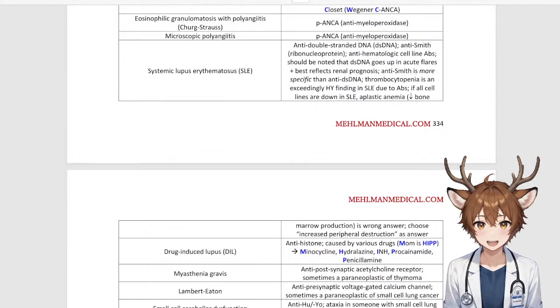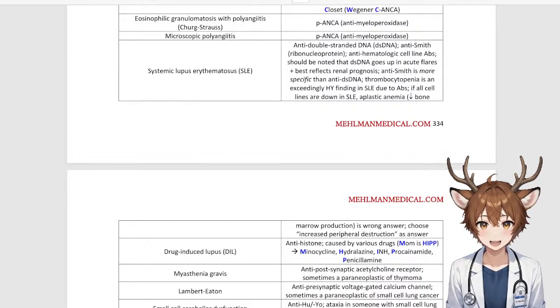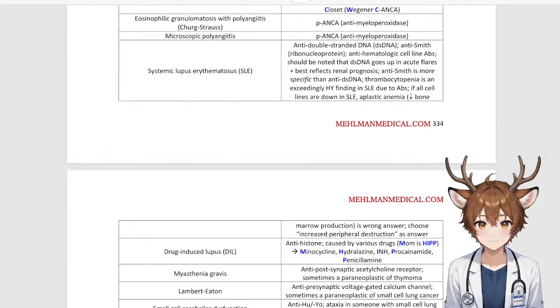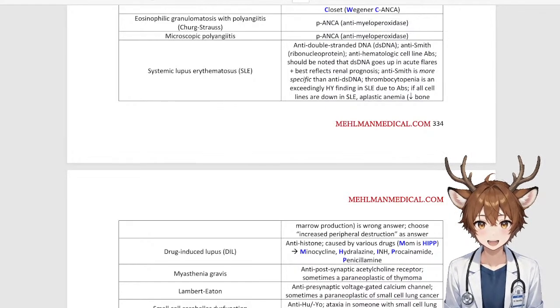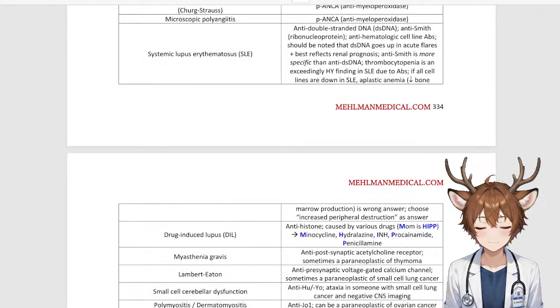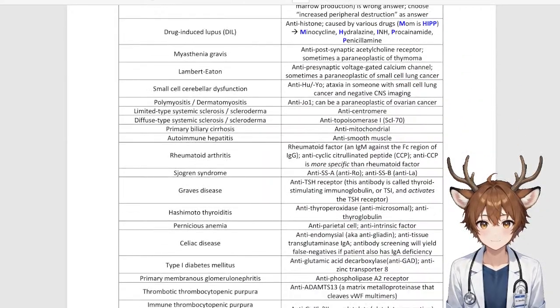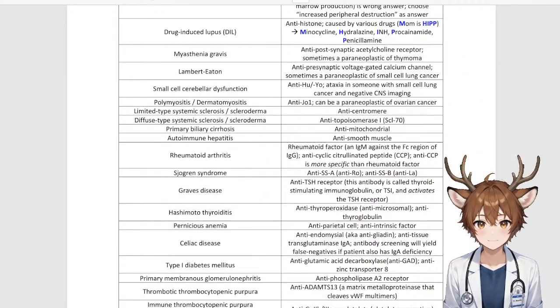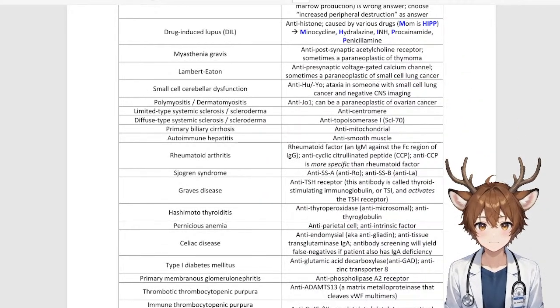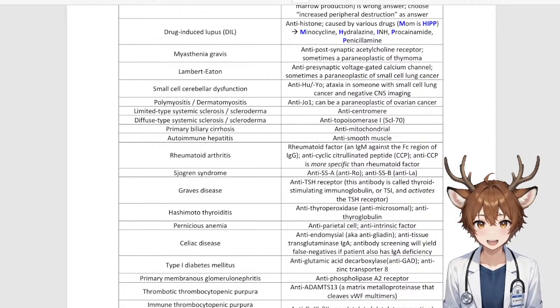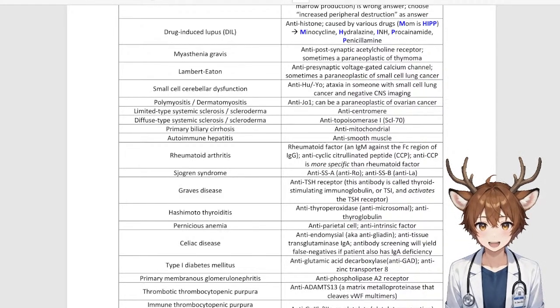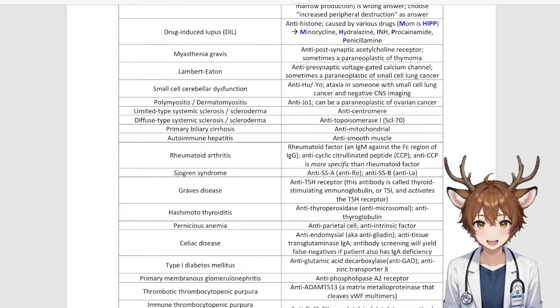However, thrombocytopenia is an exceedingly high-yield finding in lupus due to antibodies. If all cell lines are down in lupus, aplastic anemia or decreased bone marrow production is the wrong answer. Choose increased peripheral destruction as the answer. Drug-induced lupus. Antihistone, caused by various drugs. Mom is HIP: minocycline, hydralazine, INH, procainamide, penicillamine.